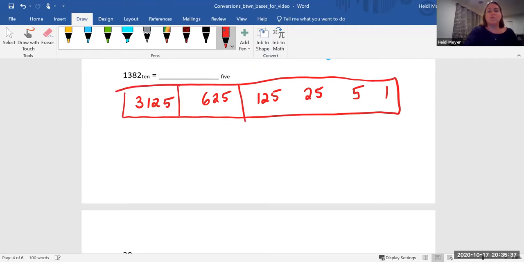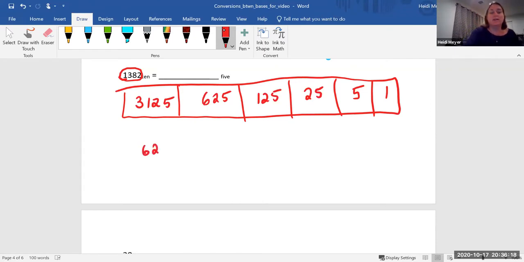Here I've gone farther over with my place value because I see that I have a number that's actually in the thousands place. I'm working with the number 1,382, but I see that once again I've gone too far. I don't need to go all the way up into the 3,125's place because 3,000 is too big to fit into the number that I'm trying to convert. So into the 1,382, I can't fit a 3,125, but I could fit a 625.